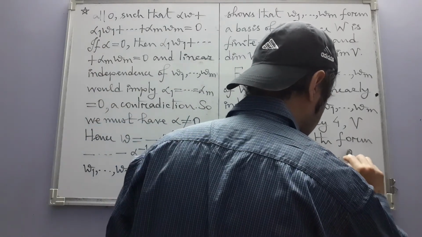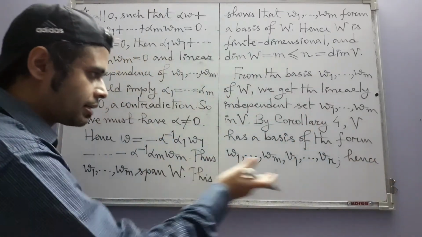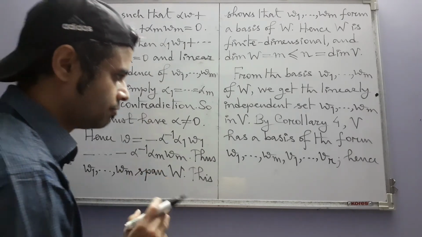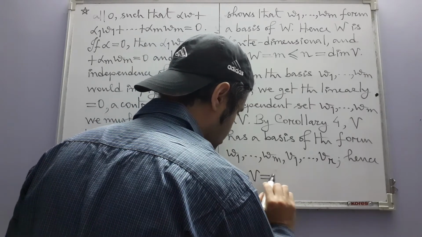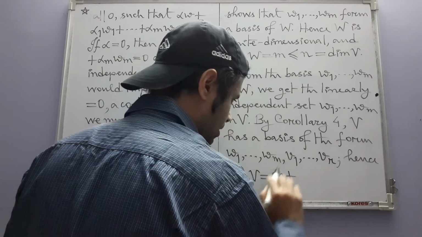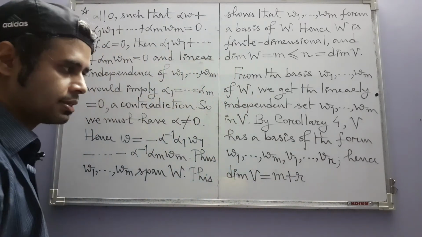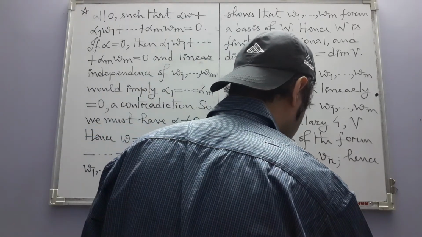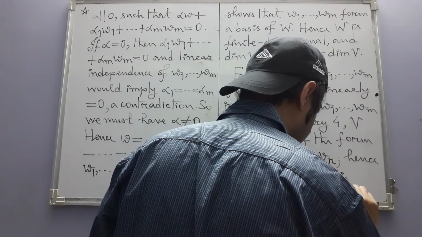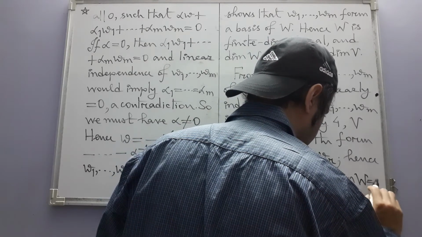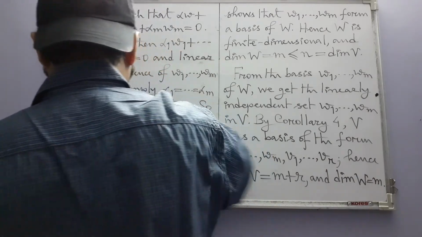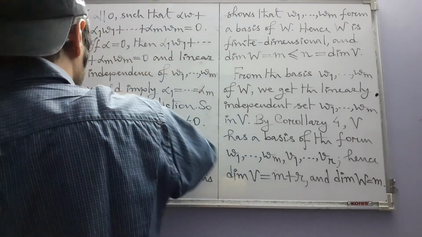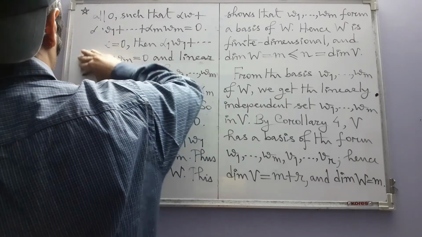Hence, because we are saying that this is the basis of V, the dimension of V is m plus r, the total number of vectors in this basis. And of course we already have this fact that the dimension of W is m. Now we will go to the quotient space.